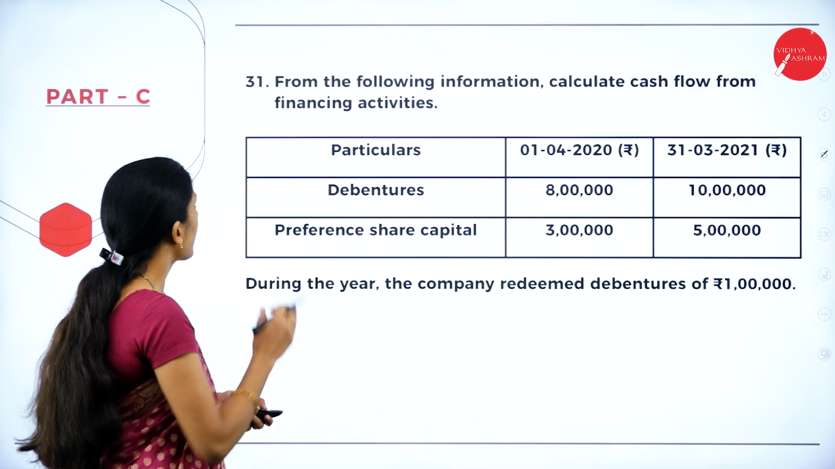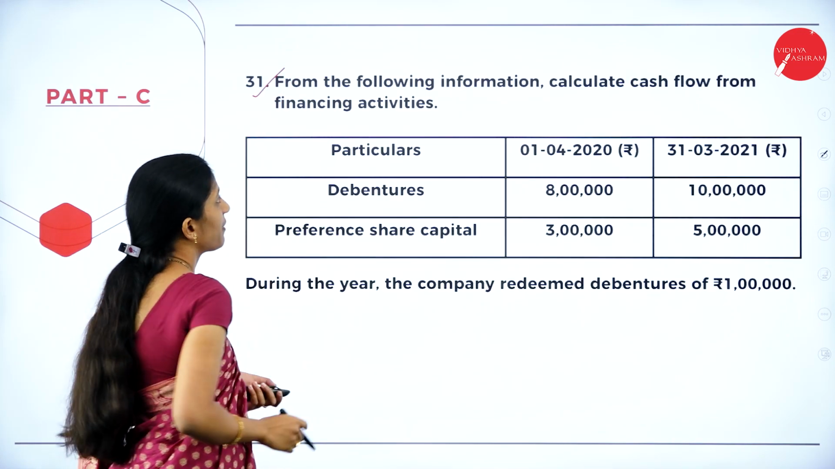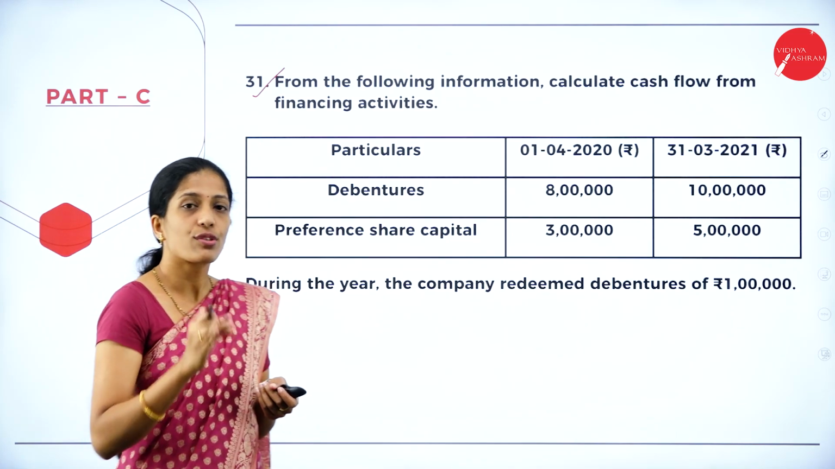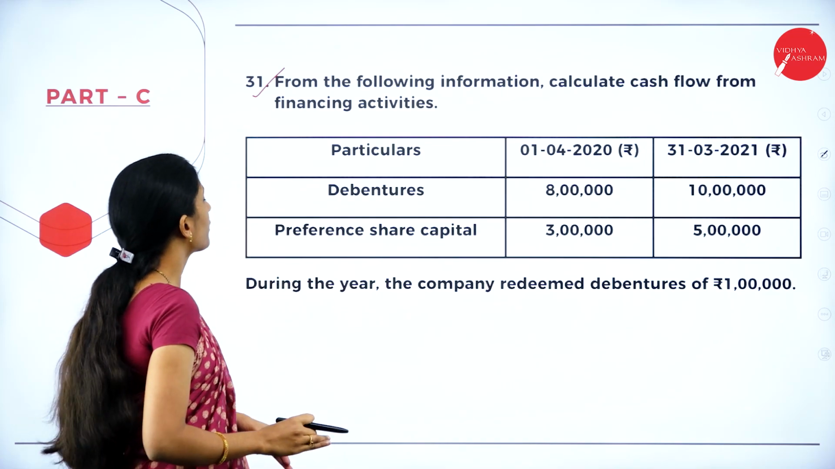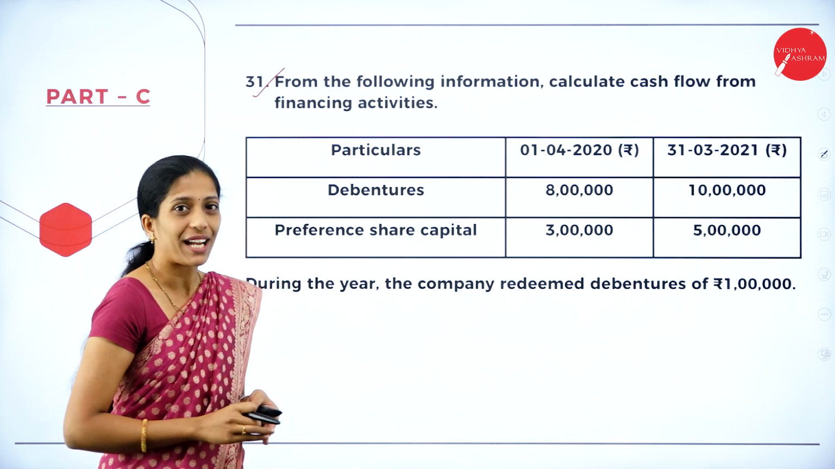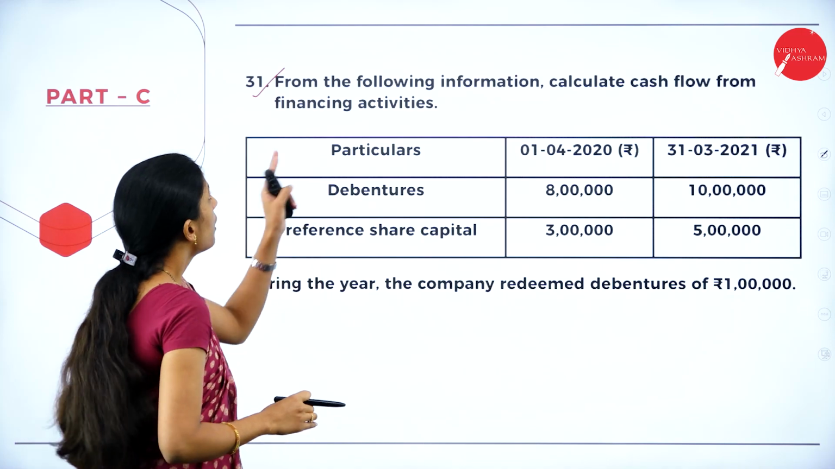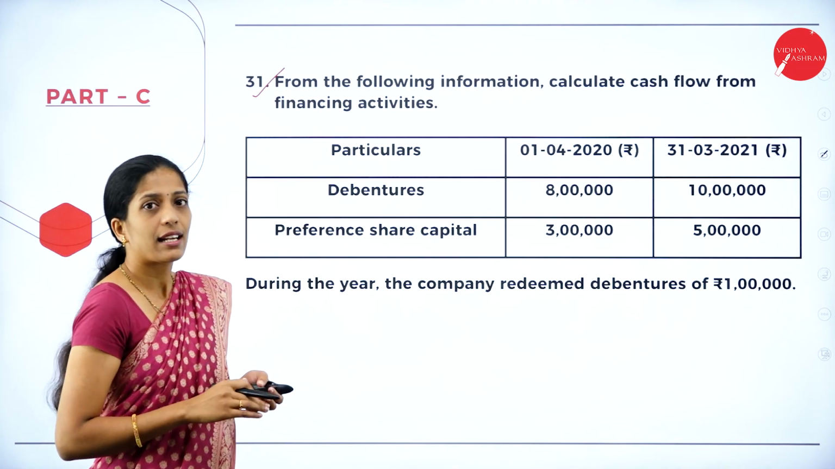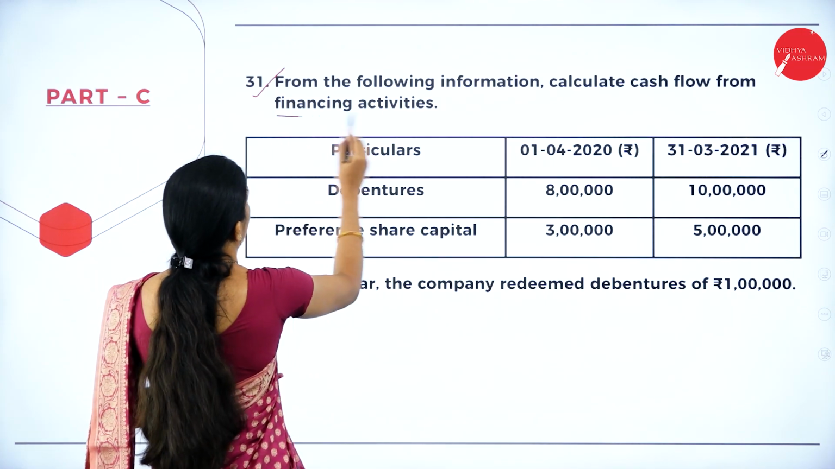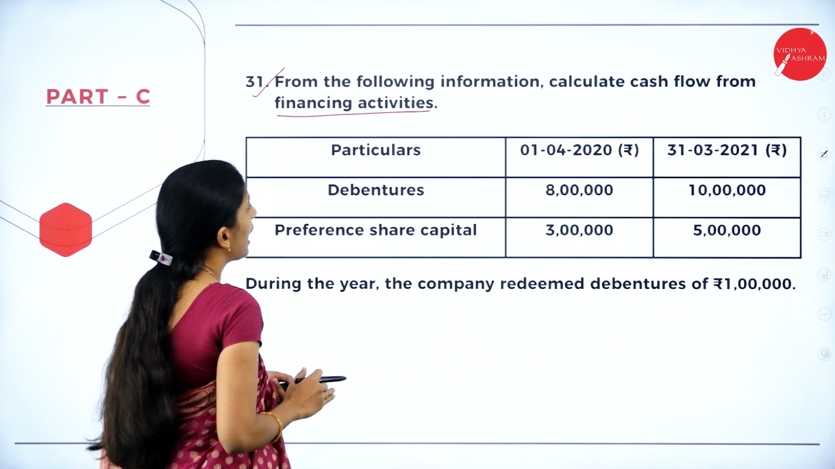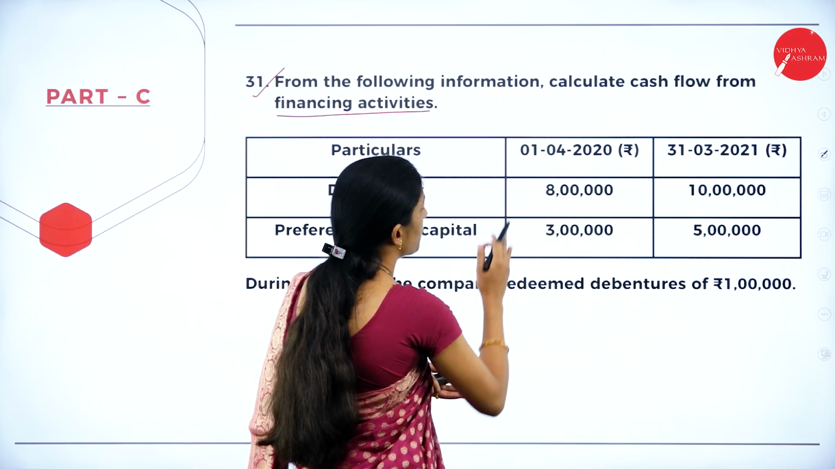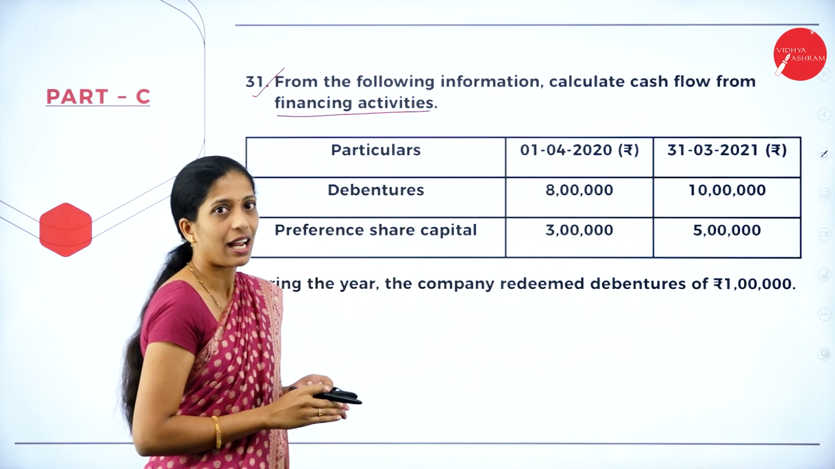Now moving on to the next problem. That is the 31st problem. They will ask you 7 questions, out of which you have to answer any 4. In your 31st question, this is from the cash flow statement. From the following information, calculate cash flow from financing activities. They have given particulars and 2 years, beginning as well as ending.